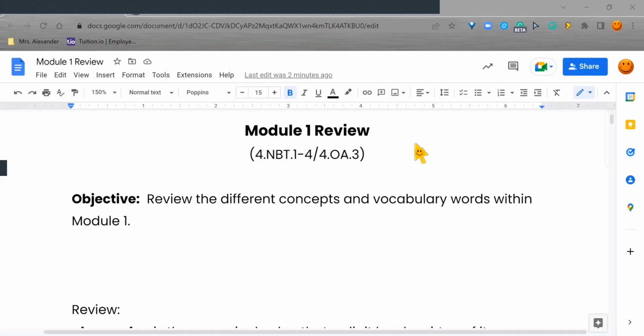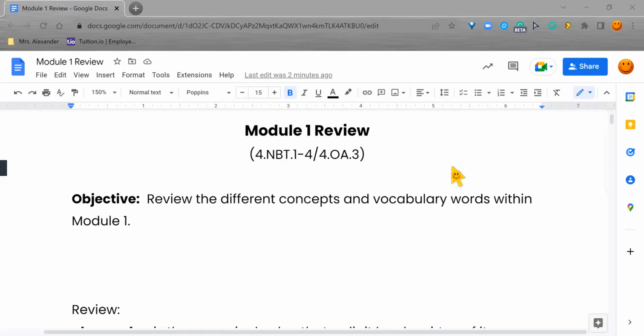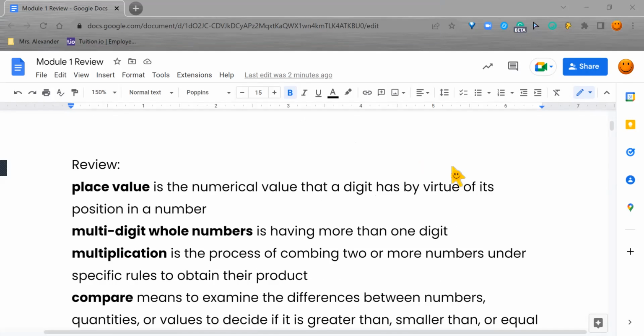Our objective is to review the different concepts and vocabulary words within Module 1. I'm going to do my best to show you chunks of the vocabulary words. Please bear with me as I try to get it set up. Once it's set up, go ahead and pause the video so you can study the vocabulary words in each little chunk. We're going to start off right here.